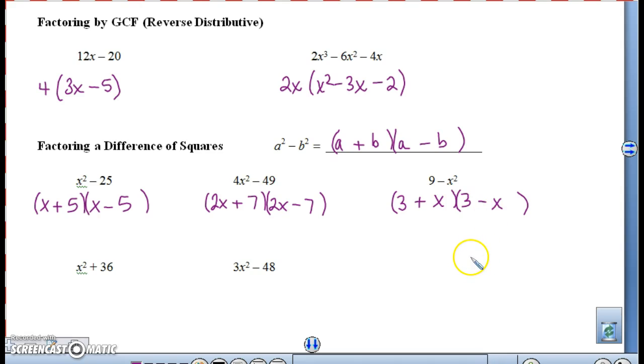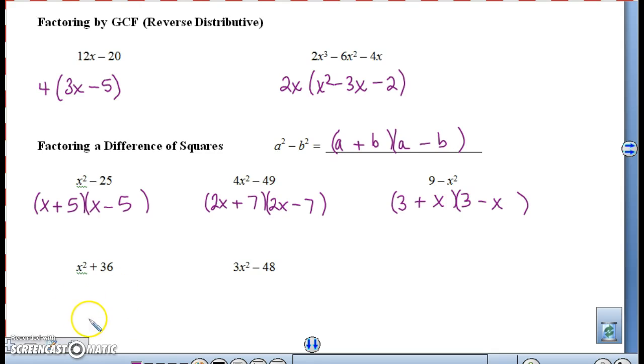Now, can I say x plus 3, x minus 3? Actually, no. If I do x plus 3, x minus 3, that's telling me my last term is negative 9 and my first term is x squared, and that's not what this says. So order matters when you're doing the factoring, so be very, very careful of that. Watch your signs.